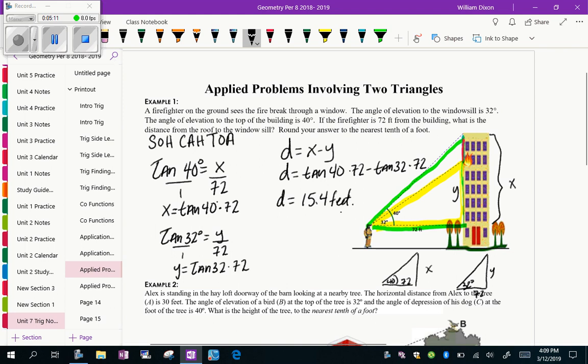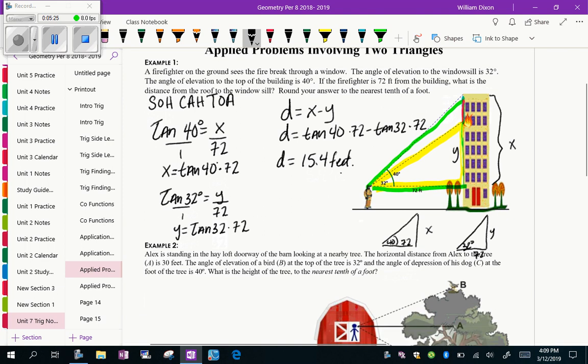All right. So I think a good strategy to use for these is to break up the triangles. Make sure you find out what we're looking for, and break up the triangles to see how we can get that distance. All right. Let's take a look at example number 2.